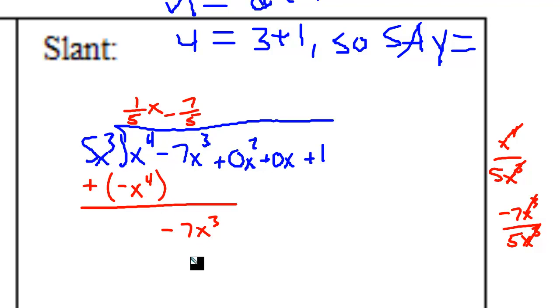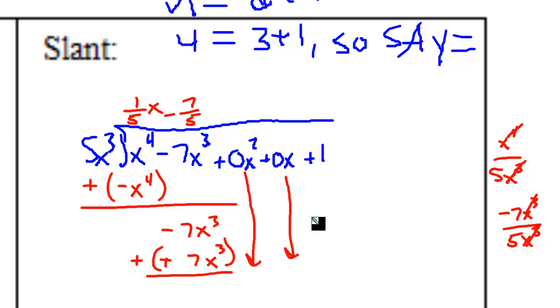7/5 times 5 is 7. Negative times a positive is a negative. x cubed times 1 is x cubed. Change the sign and add. It cancels. At this point, if we bring this down, and this down, and this down, the exponents that are left are less than the exponents we're dividing by. Therefore, everything that's left, which is truly just this 1, is a remainder.